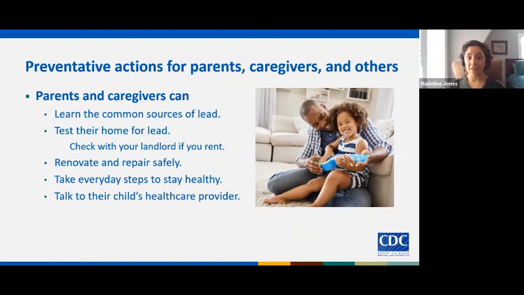Taking steps to stay healthy, like eating a balanced diet and practicing basic hygiene activities like regularly washing hands, removing shoes before entering the house, and cleaning up dust around the house can also help prevent lead exposure in the home. And then lastly, talking to the child's healthcare provider about getting a blood lead test. As we said, a blood test is the easiest way to determine if a child has been exposed to lead.